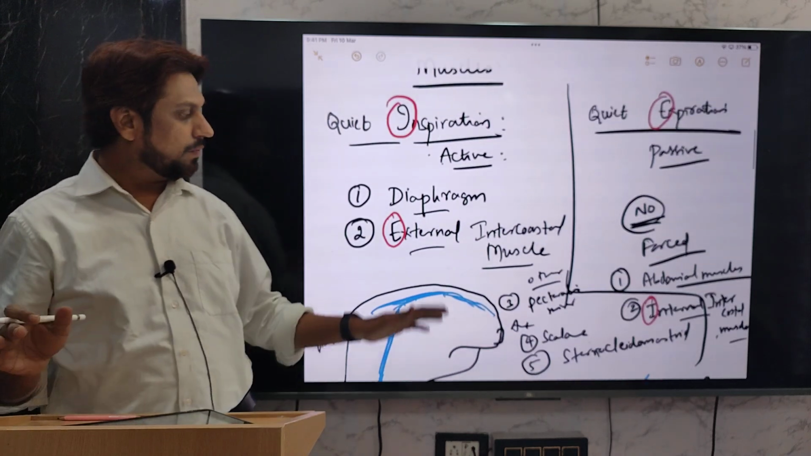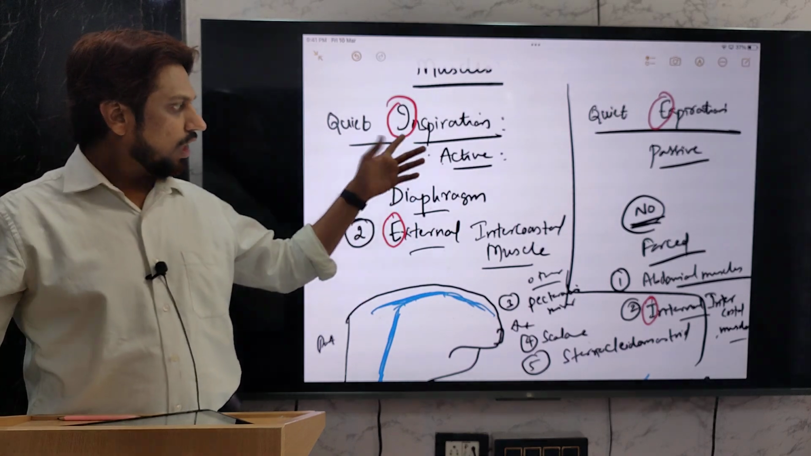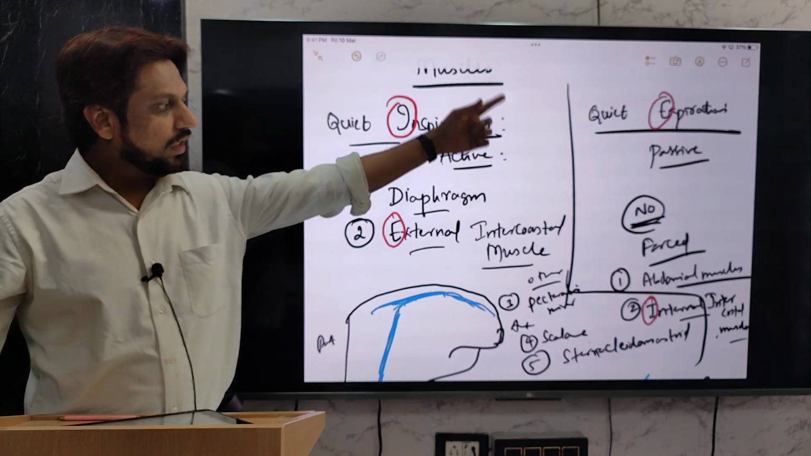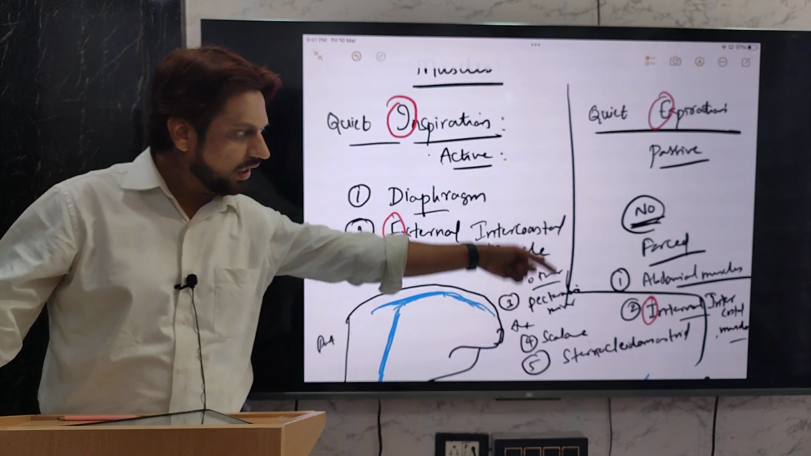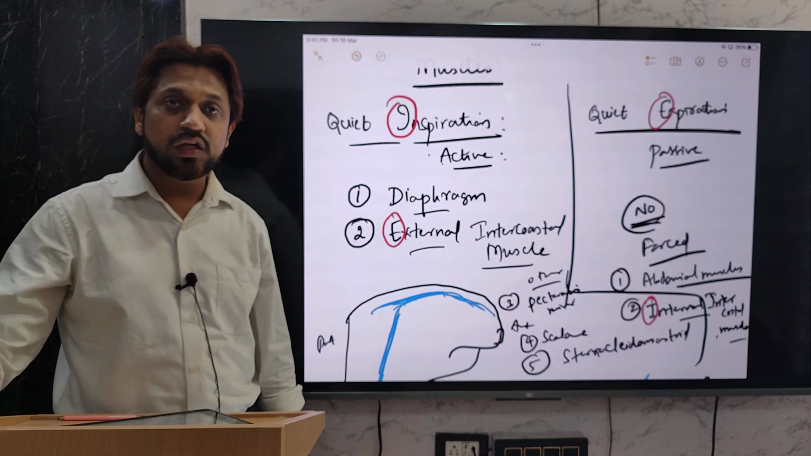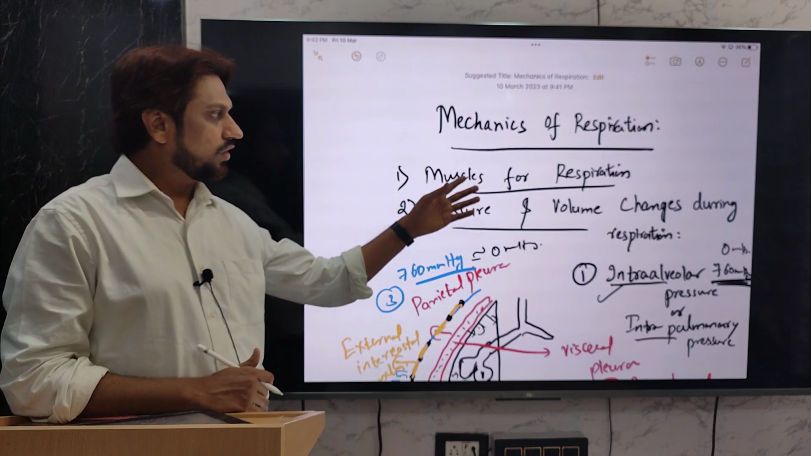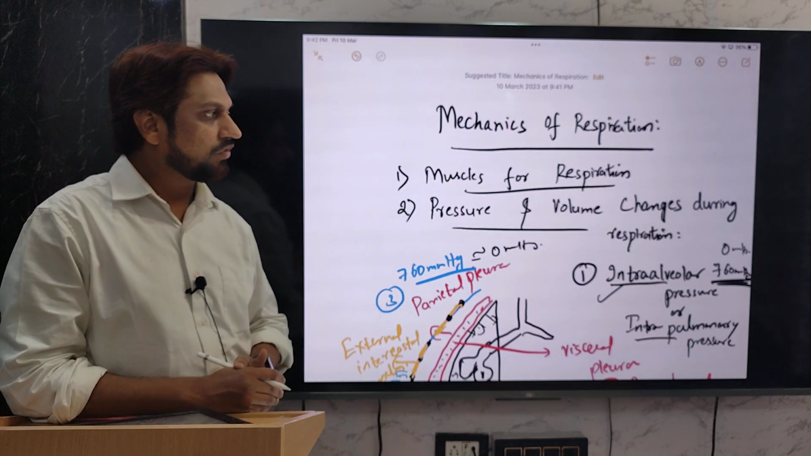Just for the sake of remembering, remember like this: I, E, opposite muscles, E, I. That is, expiration, internal intercostal muscles. Okay, so I hope I have finished today's topic, the mechanics of breathing, which we have discussed under the muscles of respiration and the pressure and volume changes.